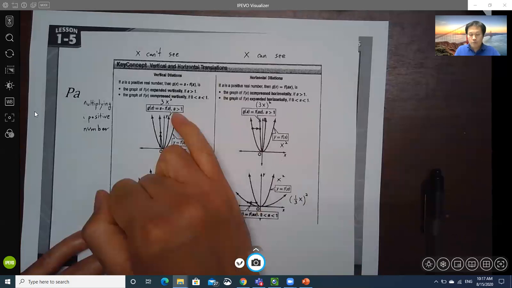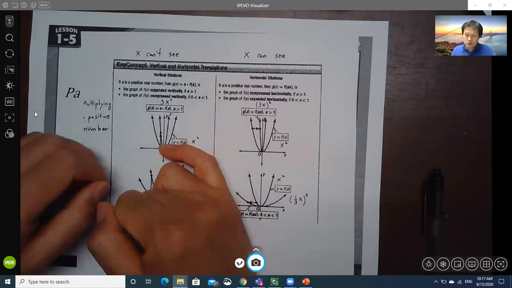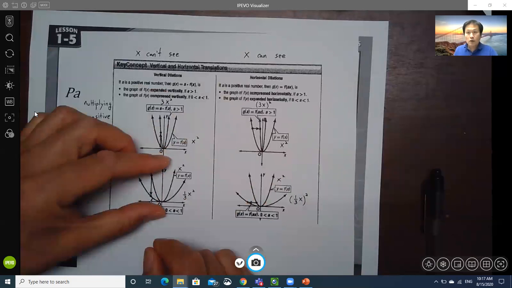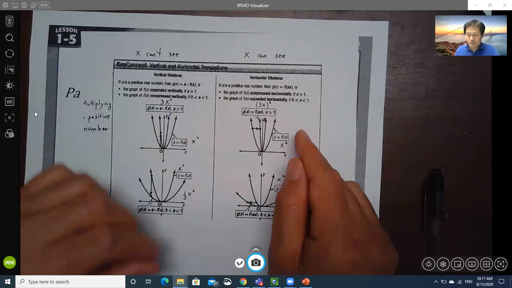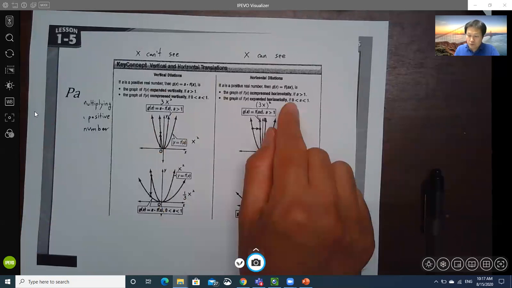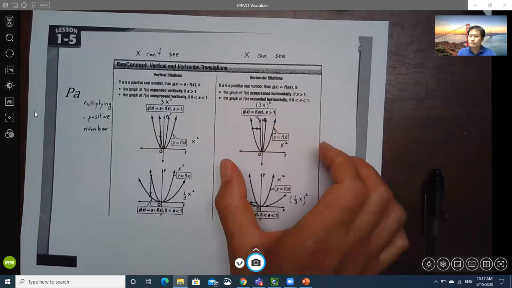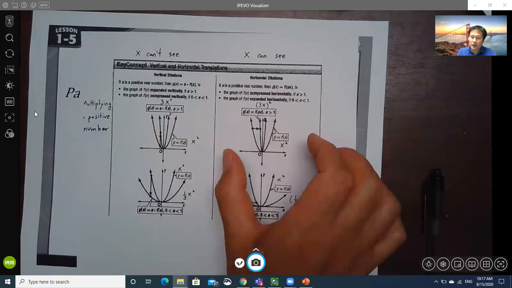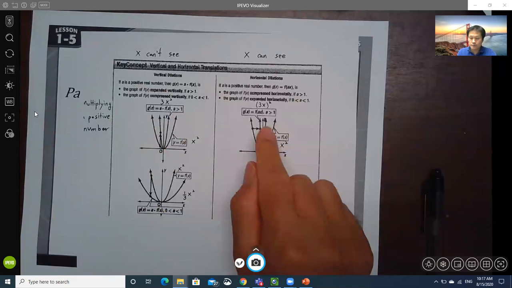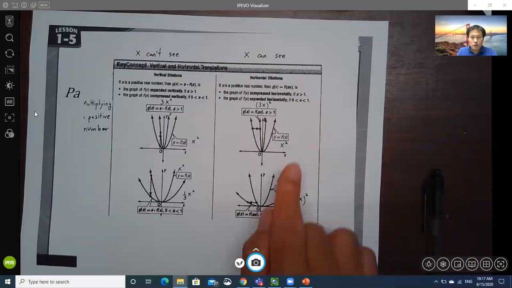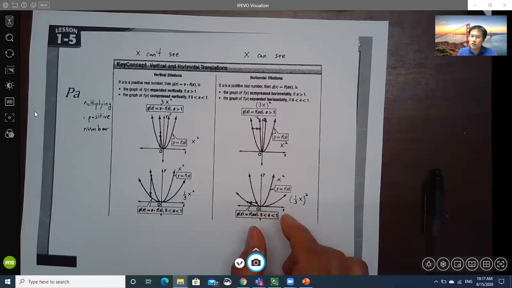If the number multiplied by is bigger than 1, it's a vertical stretch. Less than 1, vertical shrink. Horizontal, do you remember x is a weirdo? If the number multiplied by is greater than 1, you are tempted to say horizontal stretch. No, it's a horizontal shrink by the reciprocal. If the number multiplied by is less than 1, you are tempted to say shrink, but it's a horizontal stretch by the reciprocal.